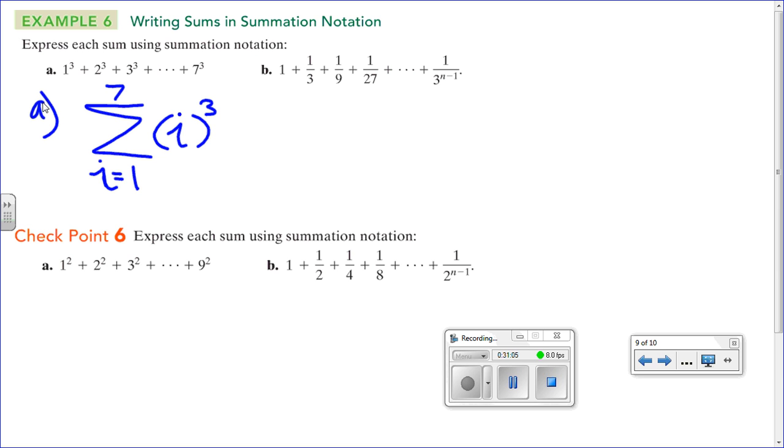Okay, could we do it in another way? Yes, of course. We could also start at 0 and call it k, and call it 0. And then instead of i cubed to get that 1 cubed, I would do something like k plus 1, right? Like 0 plus 1, and then cube it. But then if I start at 0, what should my upper limit be? Not 7, 6. Okay? Now let's look at B.